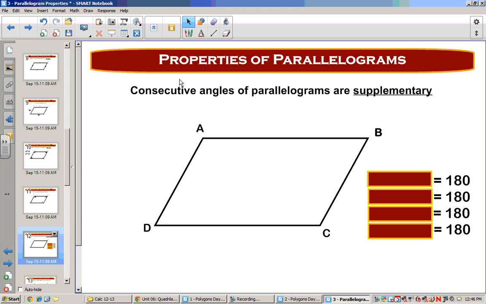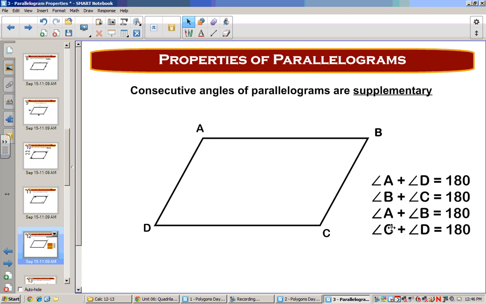The next one is consecutive angles in a parallelogram are supplementary. So you don't have to write all 4 of these down, but one of them would at least be good. What that's saying is, let's say I knew one angle, let's say this one is 115, then I can subtract that from 180 and get the next one. So these two add up to 180, and so this would be 65.